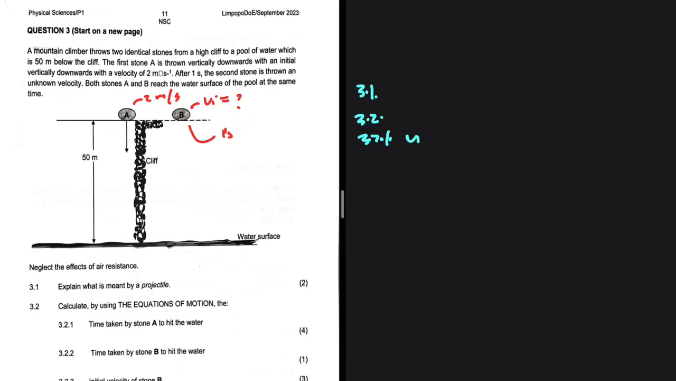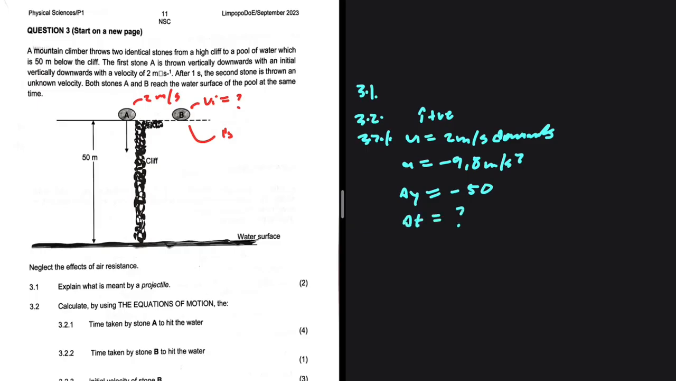I always take up as positive, by the way, unless stated otherwise. So Vi is 2 meters per second. If I'm taking up as positive, this will be downwards, so I'm going to substitute it with a negative sign. And the acceleration is minus 9.8 meters per second squared. Delta y is negative, so I have minus 50. What am I looking for? I'm looking for delta t.